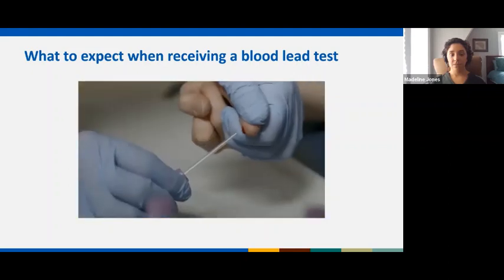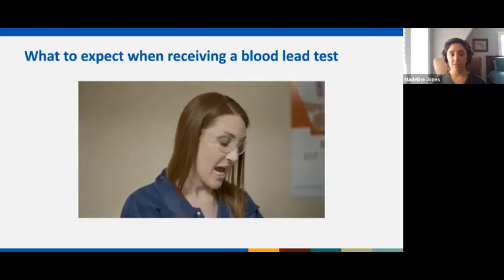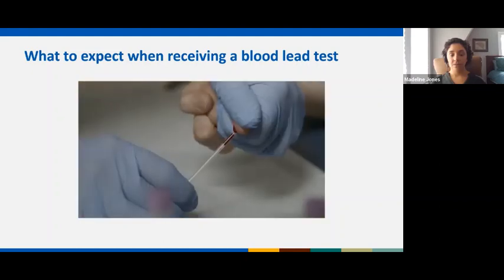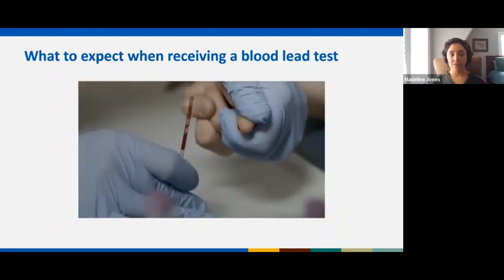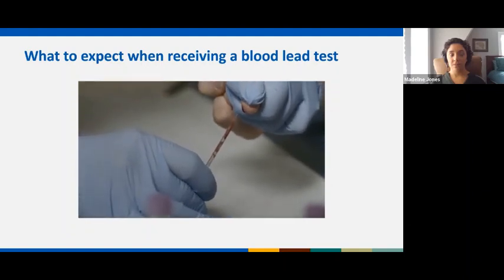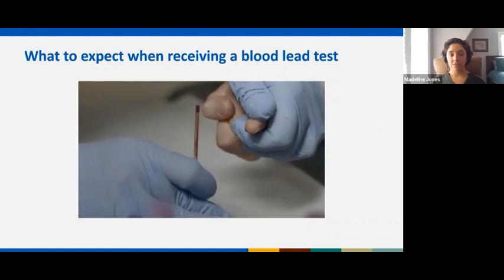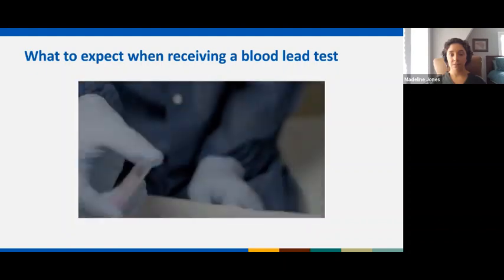I'm going to hold my container at about a 10-degree angle to start collecting blood. Now I'll hold my collector straight up and down and let the blood flow in until it fills the container or reaches the indicated level. If the blood isn't flowing well, I'll gently massage the finger. I don't want to excessively squeeze the finger.